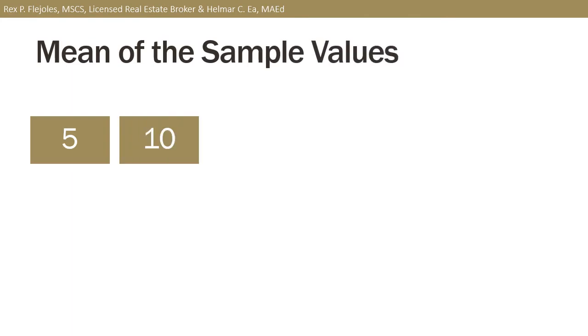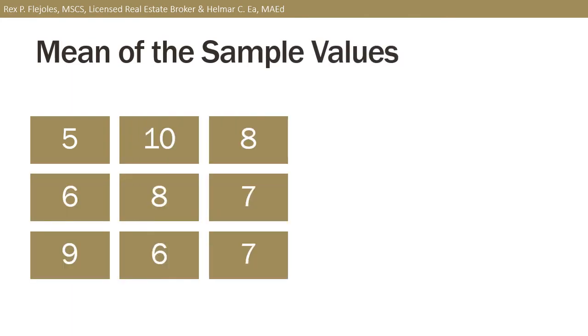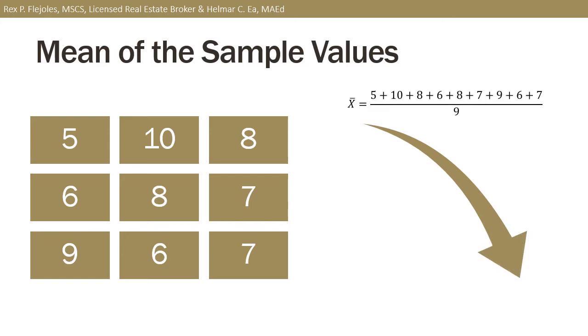This is an example on computing for a sample mean. There are 9 values. It means the sample size is 9, and the values are 5, 10, 8, 6, 8, 7, 9, 6, and 7. Their sum is 66. 66 divided by 9 is 7.33. The sample mean is 7.33.